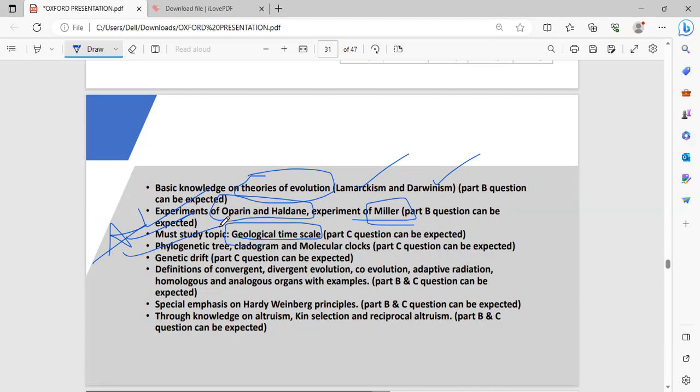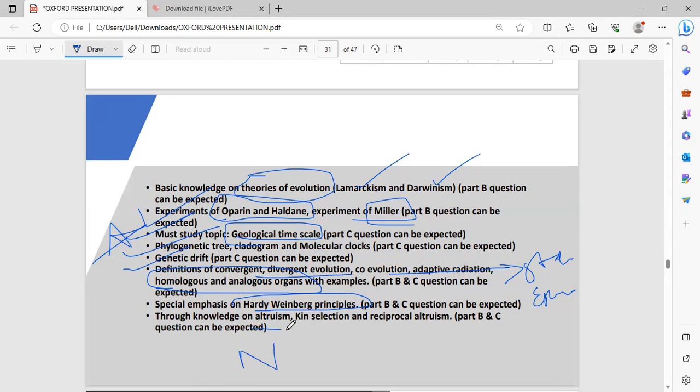After that, phylogenetic trees are more important. And next, genetic drift. Definitions of convergent, divergent evolution. Here, we have to remember the statements. That is the concept and also the examples. And what are the examples of homologous and analogous organs? And next, Hardy-Weinberg equilibrium. Numericals come from this Hardy-Weinberg equilibrium.